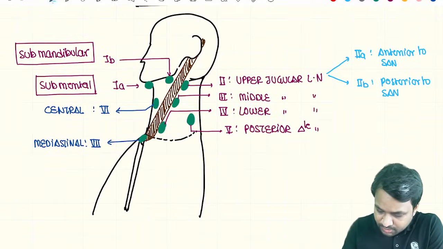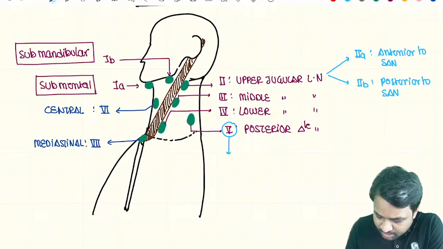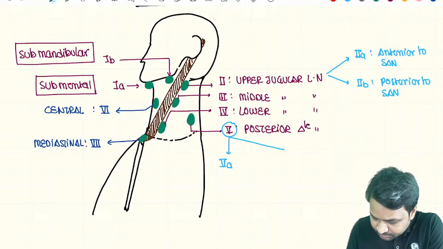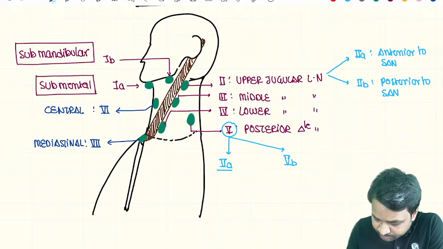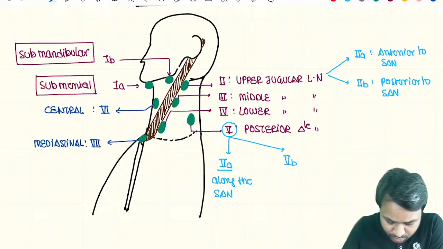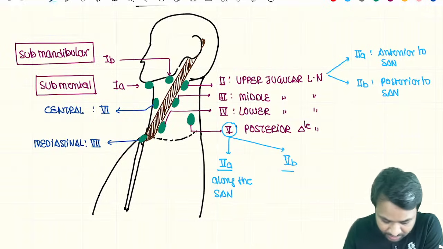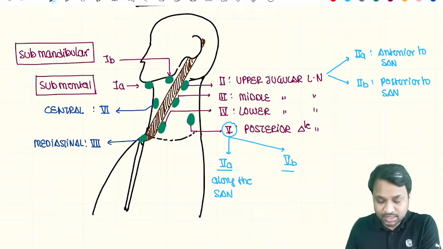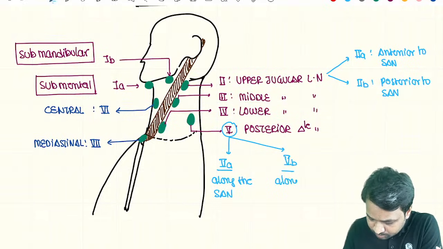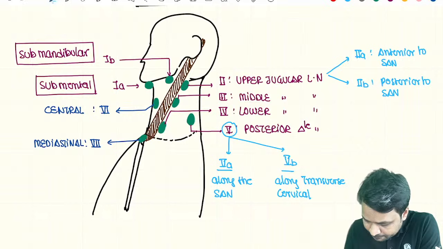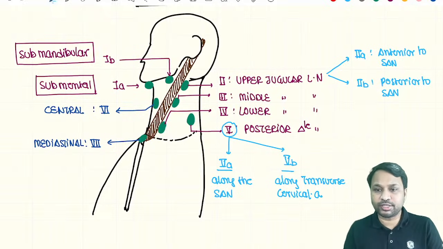In the same context, level 5 also has two subsets, 5A and 5B. The 5A is along the spinal accessory nerve, and the 5B is along the transverse cervical artery.